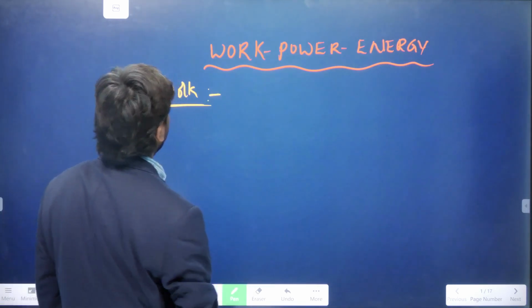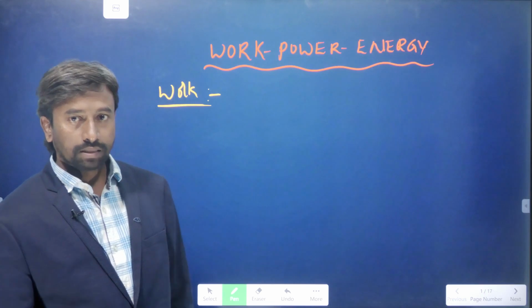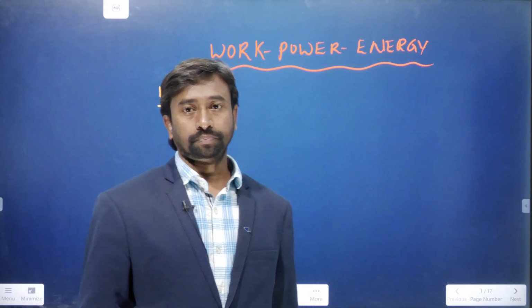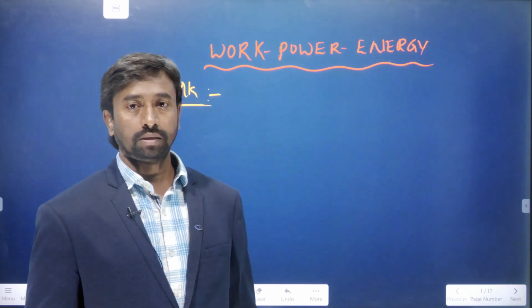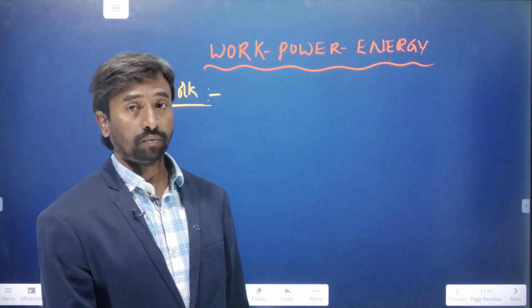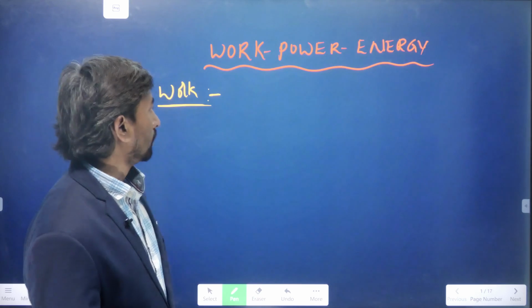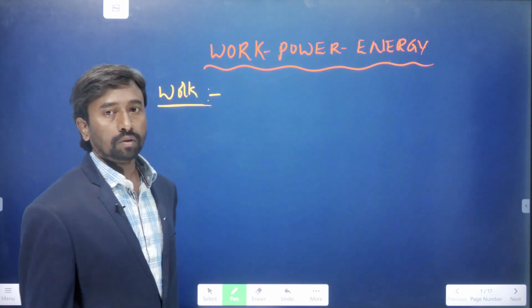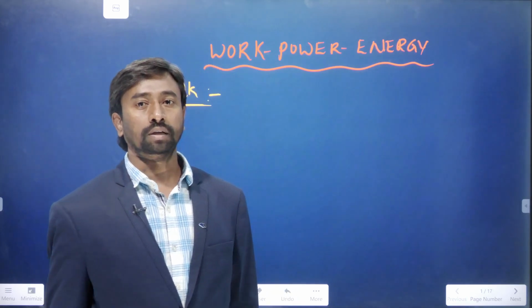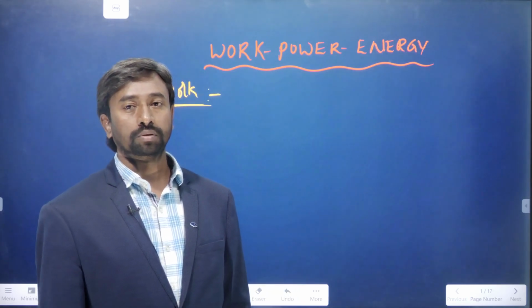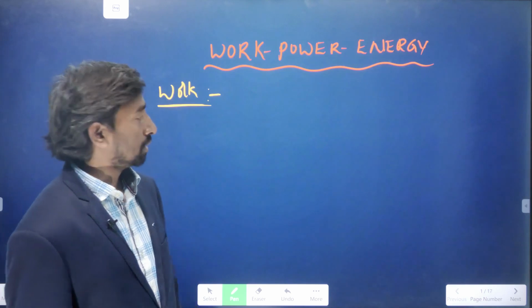What is the work? Work is nothing but when a force is applied on a body, and a certain displacement takes place, then we can say certain work has been done. It can be defined as: when a force is applied on a body and there is a displacement in the body in the direction of the applied force, then we can say work has been done.